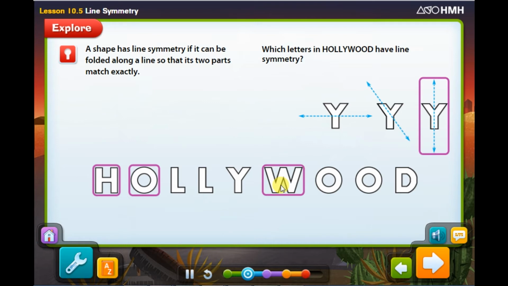Look at the last letter, D. Can you fold it into two matching parts?